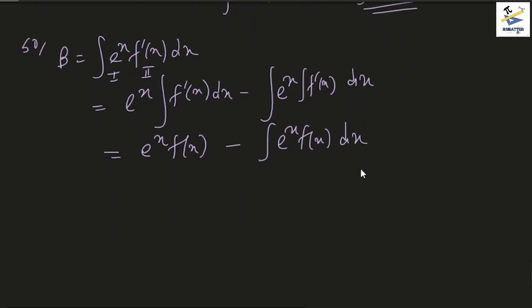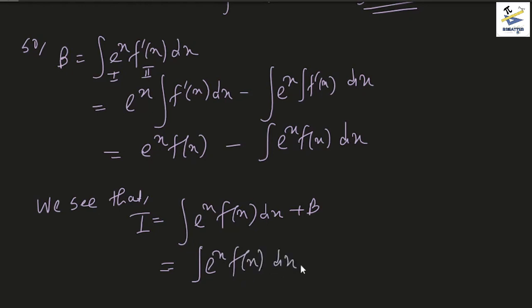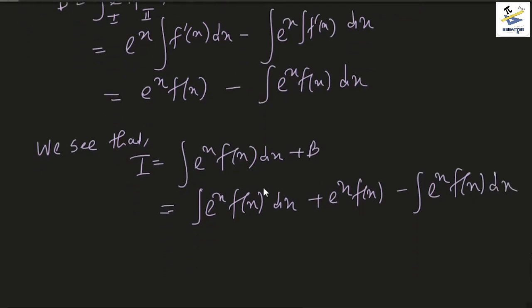So if we put the value of B there, we see that I is equal to the integral of e to the power x f of x dx plus B, where B is our desired integral which we have just evaluated using integration by parts, and which becomes e to the power x into f of x plus e to the power x into f of x minus the integral of e to the power x into f of x dx. And as you can see, these two integrals cancel out because they are exactly the same thing. So the answer is just e to the power x into f of x, which is the answer for the integral.